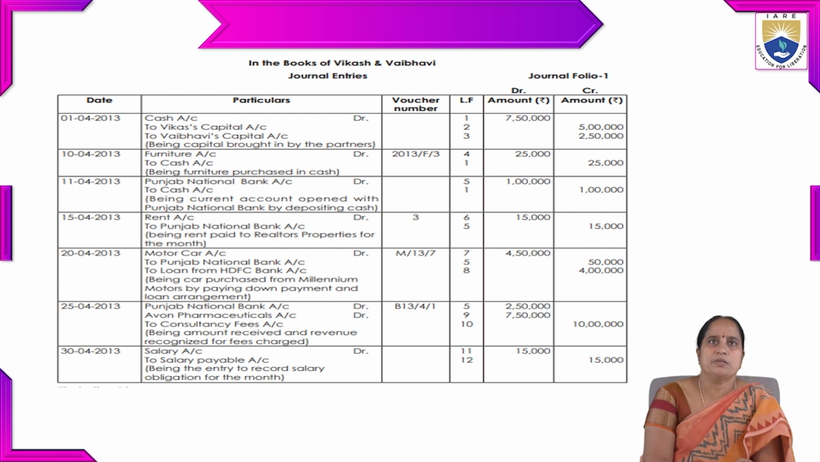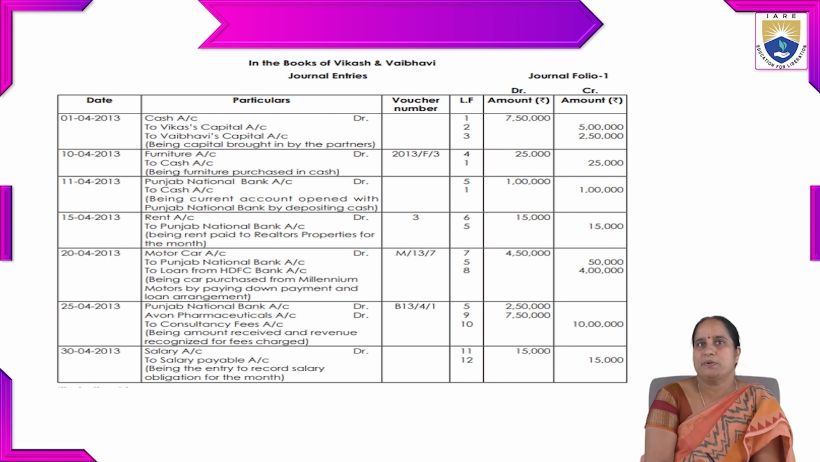Then on 15th April, rent paid, being rent paid to realtors properties for the month. So rent account to PNB account. So 15,000 they paid as rent and that can be debited to the rent account and credited to the PNB account. 20th April, motor car account to Punjab National Bank account.